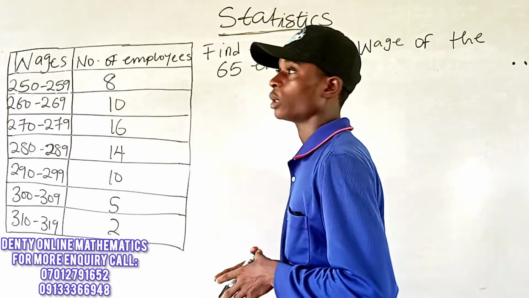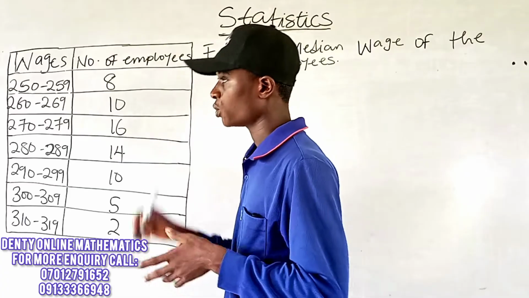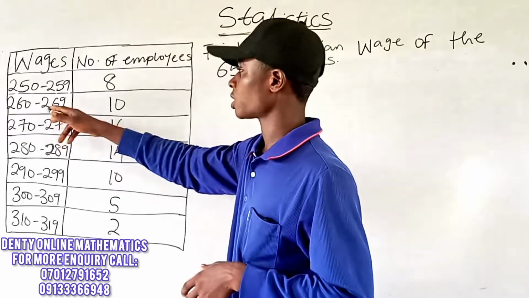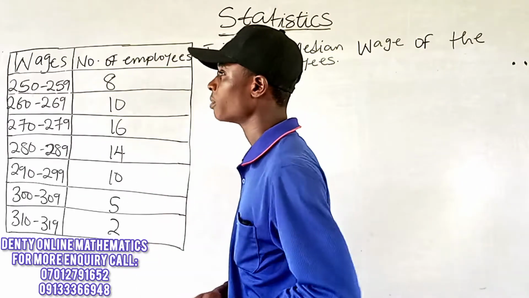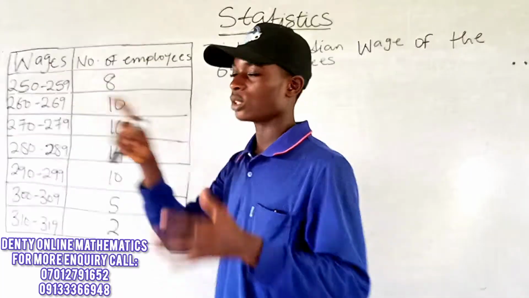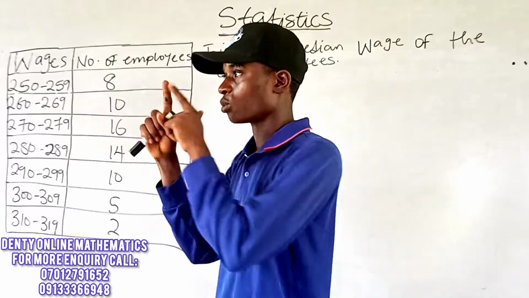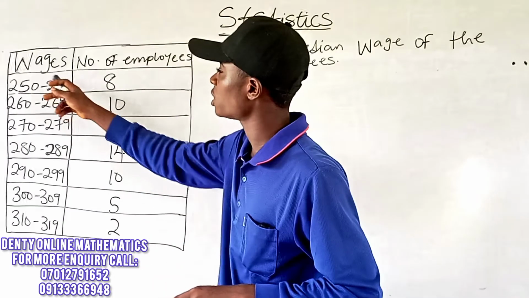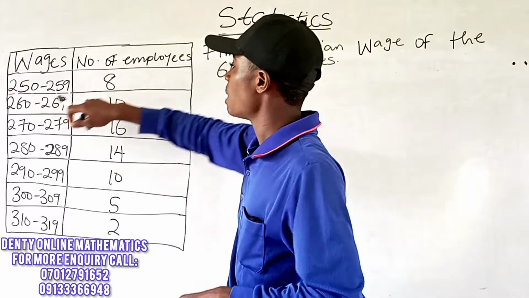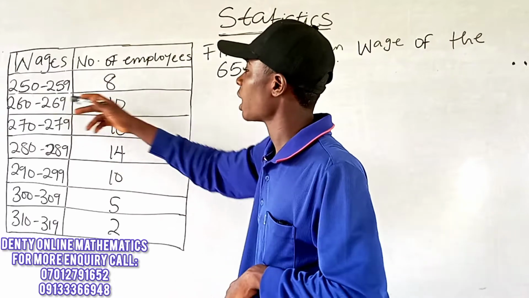Why is it called a group table? Because from 250 to 259, you can have 251, 252, 253, 254, like that, up to 259. Likewise, the 260 to 269, you can find 261. That means any people within those range, you just put them. Instead of me writing 251, 252, 253 down to 259, I'll just put 250 to 259. That means people that fall within that range, that are earning that amount of money, are that many in number. People that are earning from 260, 261, 262 down to 269 are 10 in number.